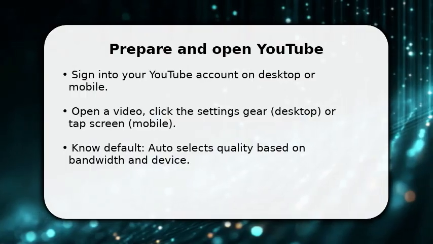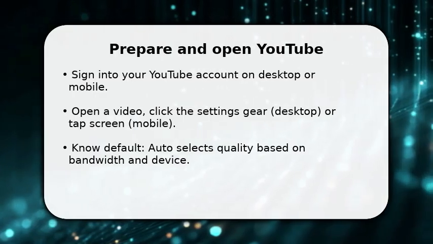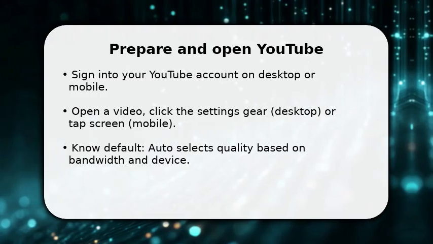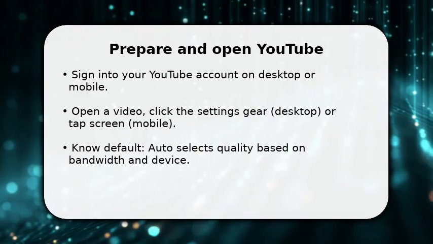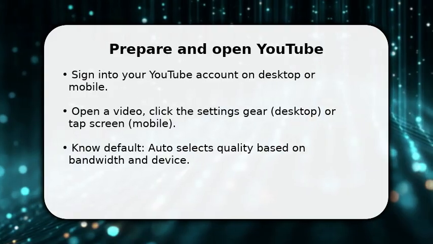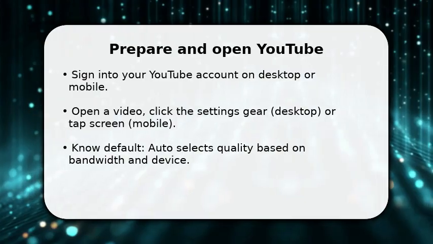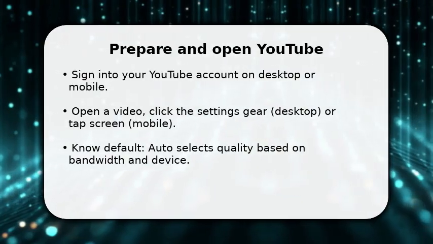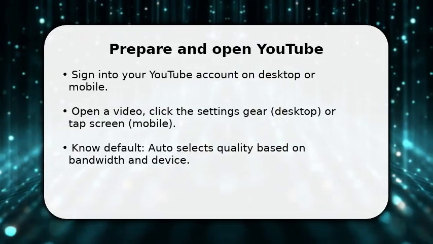You've signed in and opened a video. Now start changing quality. On desktop, move the cursor and click the gear icon. On mobile, tap the video, then the three dots or the settings icon. Once you've opened the quality menu, you'll see auto and several resolutions. Make sure you understand auto uses your network speed. Changing it forces a fixed resolution. This first step gets you into the exact controls so you can pick a consistent viewing experience.